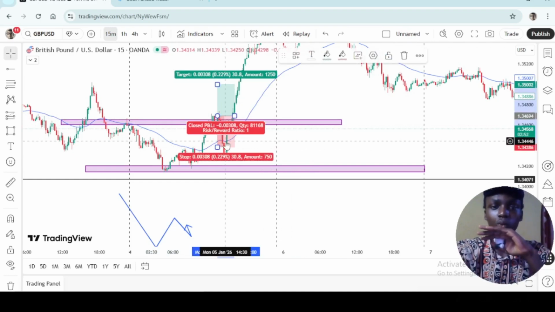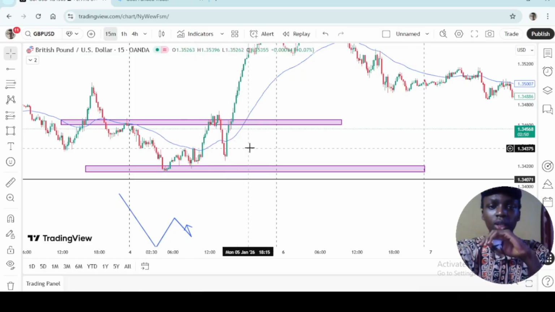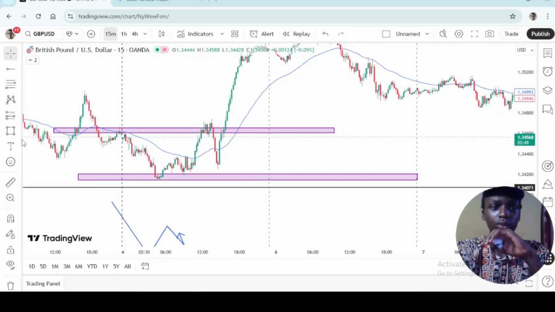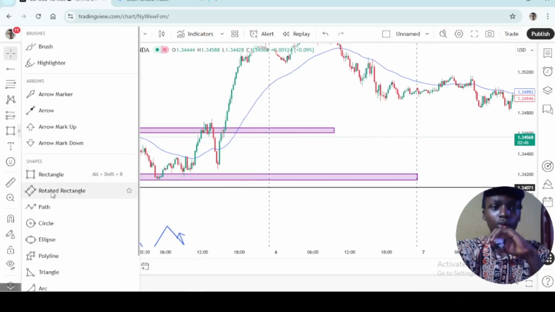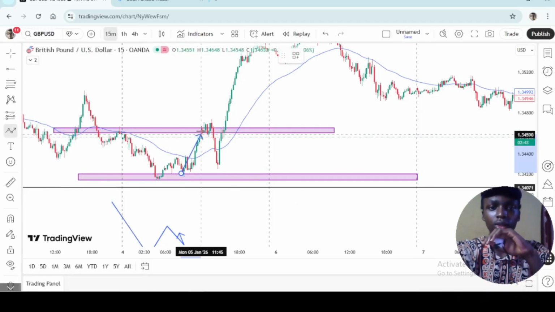That is why you need to wait for your retest strategy. With my retest strategy, I have marked everything out well, so I will just wait for my retest. You see, it comes up, breaks out these places and retests.